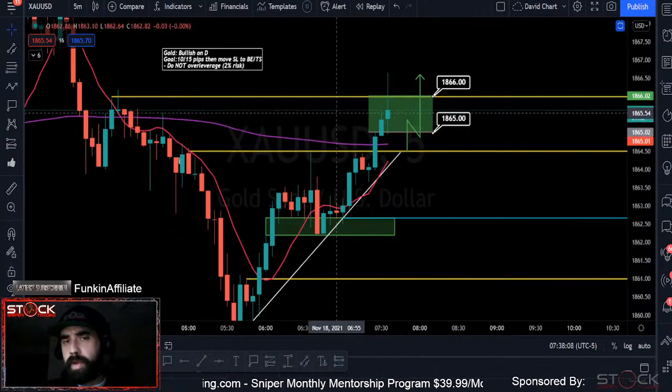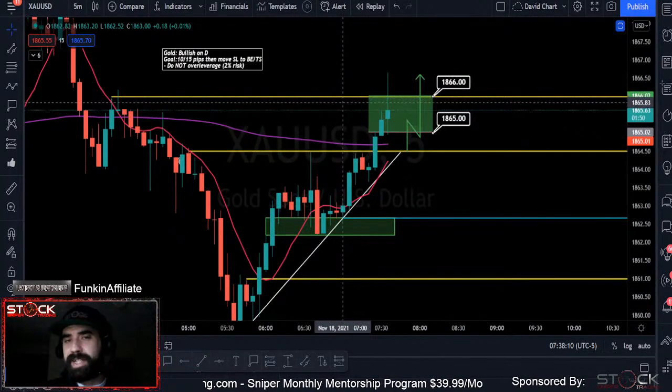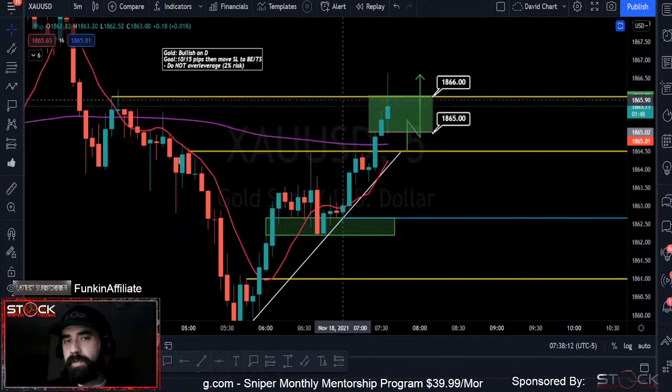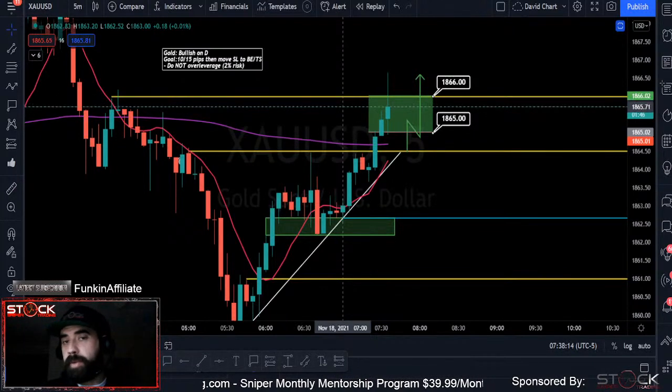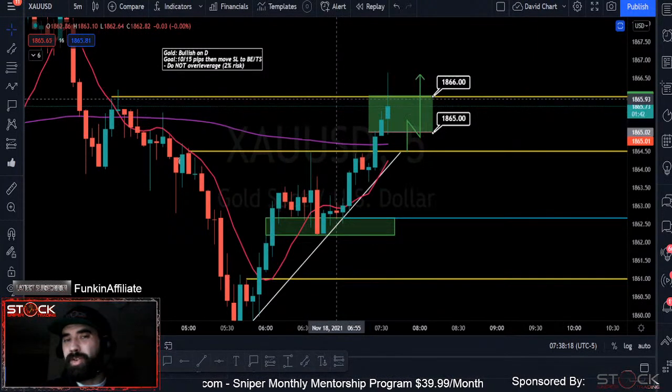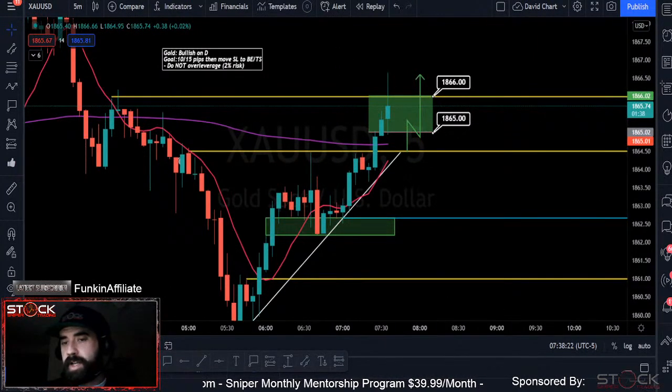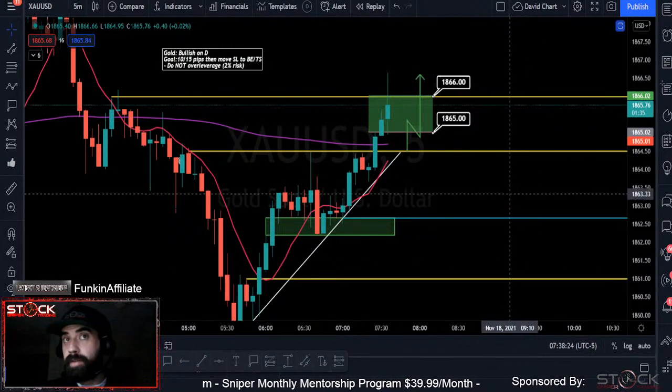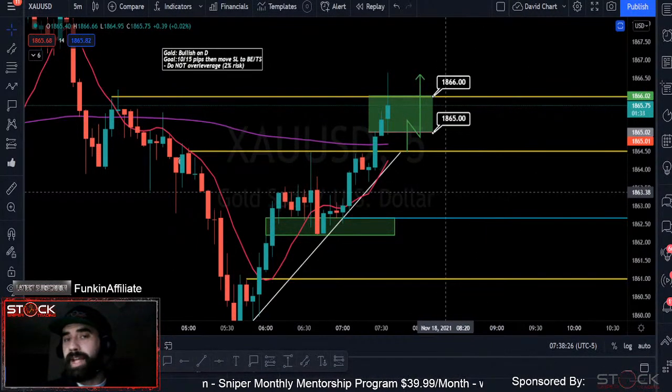Okay, guys, so you can see that they're trying to hold it below 1866. We're still good. If you're in this, you're running about maybe 5 to 7 pips depending on your spread. But you can look, they're trying to close it below here. There's about a minute and 40 seconds. It's 7:38.